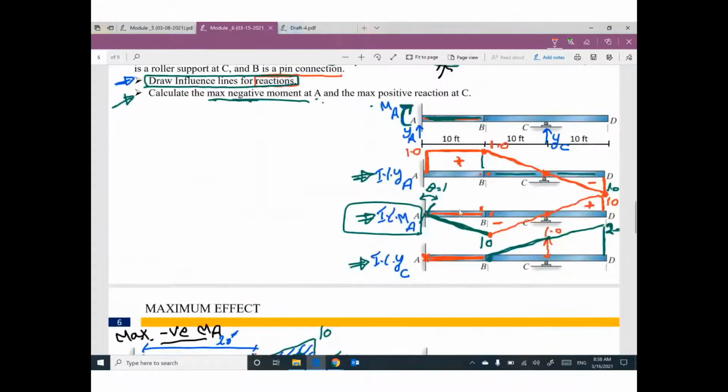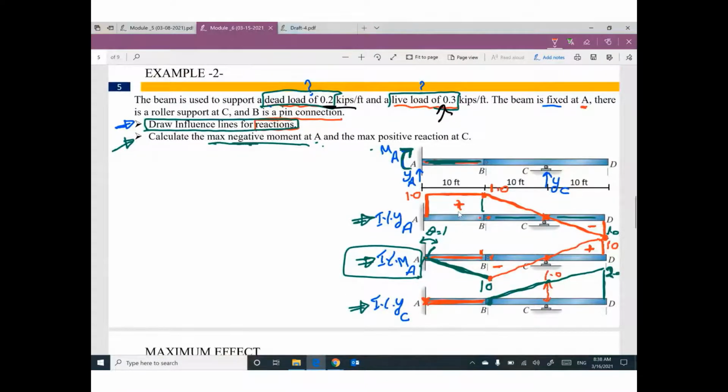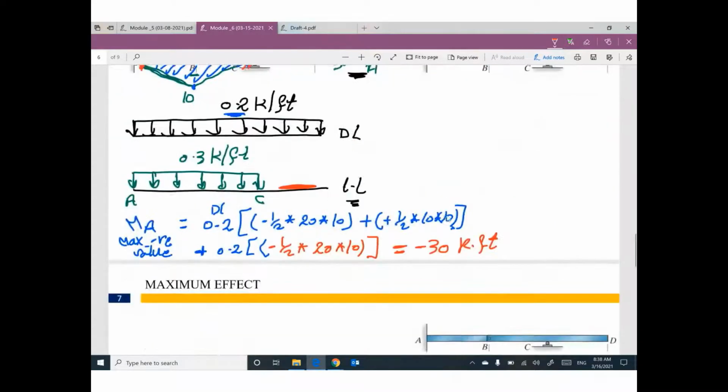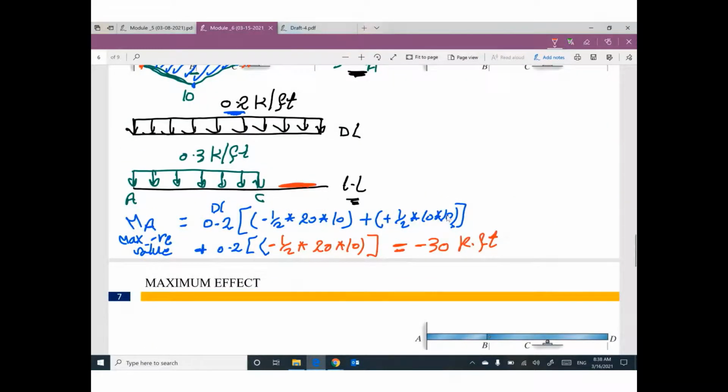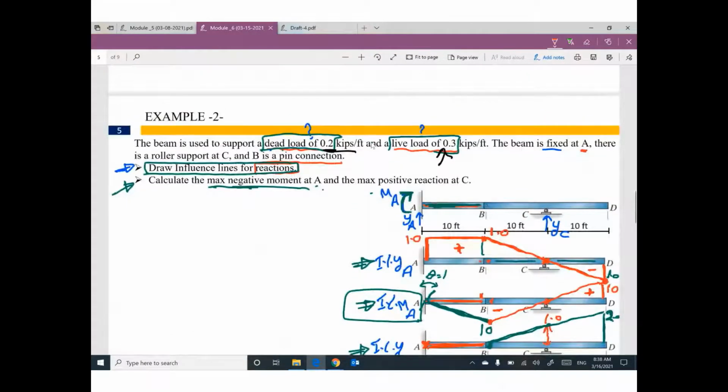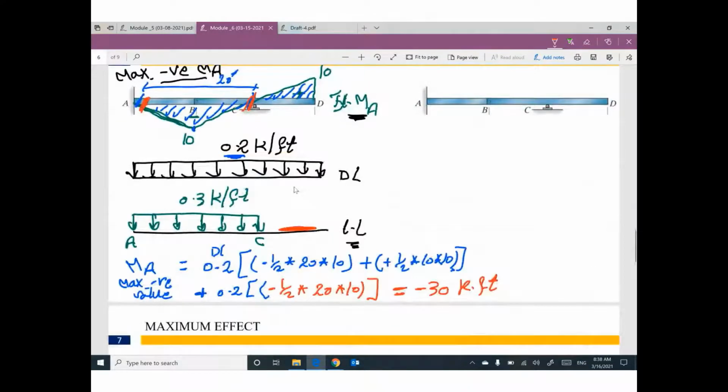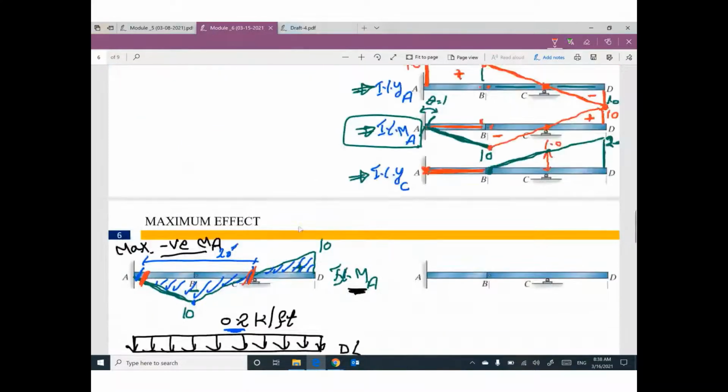For this bridge, under the effect of this dead load and the live load, in the worst case, the maximum negative value for MA will be negative 30. The worst case for maximum negative moment at A will be negative 30. One more time. Let me do it one more time for the second one.